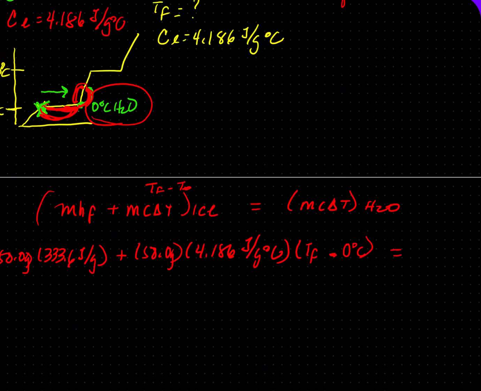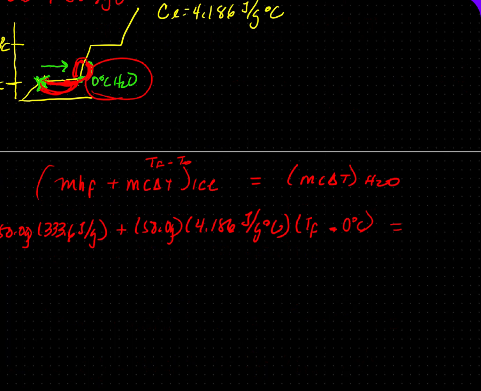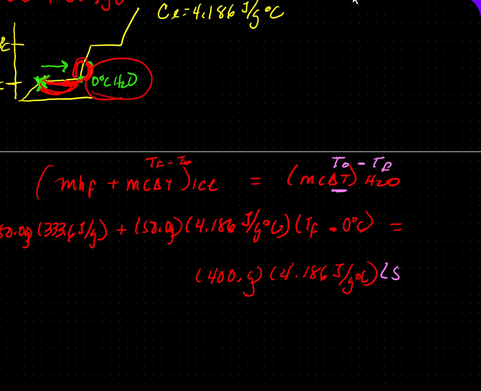This is equal to the mass of the water, which is 400 grams. The constant of water is 4.186 joules per gram degrees Celsius. Since water is hot, our T final minus T initial becomes T initial minus T final to account for the negative sign. Our T initial was 50 degrees Celsius minus T final. Now I'm going to simplify the math.